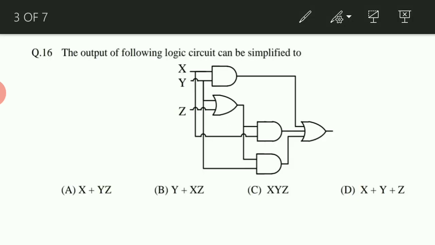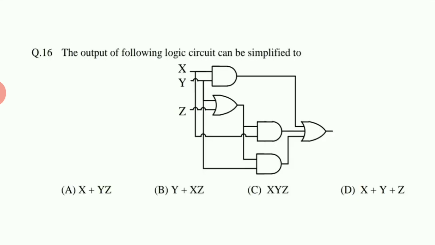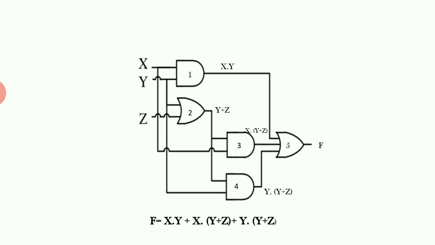The problems that we do in this session are taken from previous year JAM question papers. First question. The output of the following logic circuit can be simplified to. First, try to solve this problem by yourself, then come back to the answer discussion. So here is the answer.